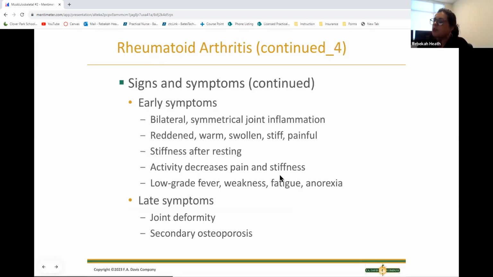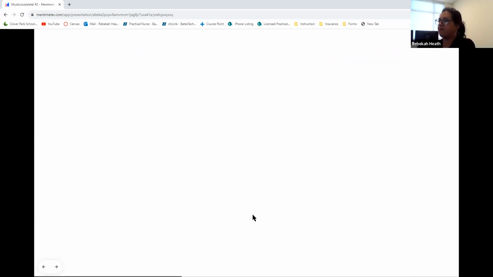Early symptoms are usually joint inflammation. You might see the joints getting red and stiff, especially after you've been resting. This is different than osteoarthritis, where that joint might feel better after you rest it, whereas with rheumatoid arthritis, you rest it and you're like, oh my gosh, this hurts. I need to move and start getting up to kind of loosen things. Like I said, they might have the low-grade fever, weakness, fatigue, anorexia, not feeling like eating very much. Later, you're actually going to see this joint deformity, and they might even develop some osteoporosis as well.